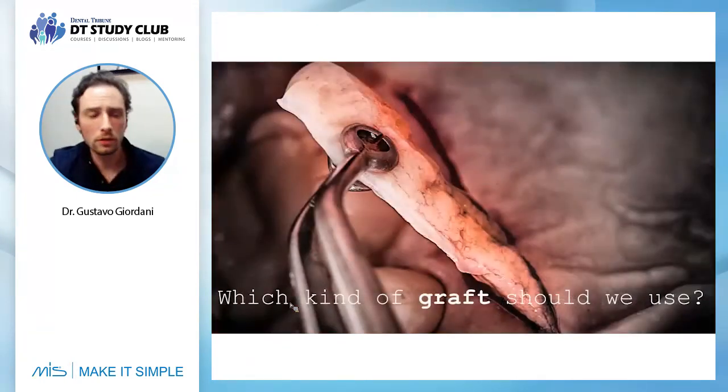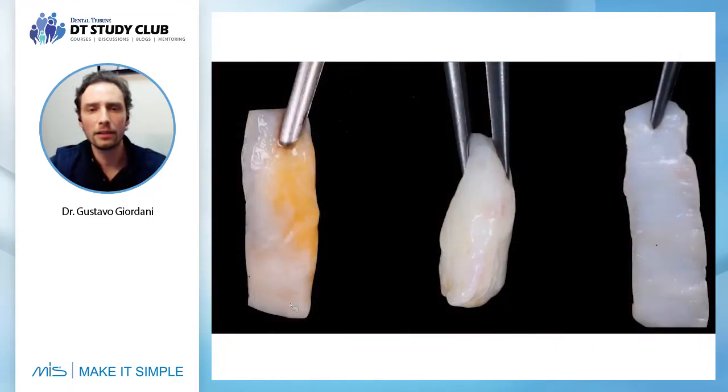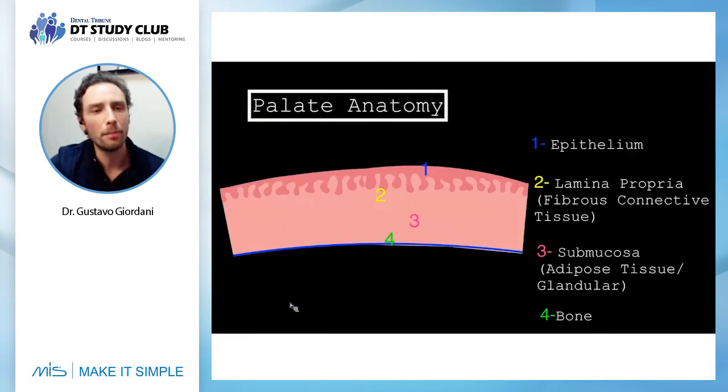So when you talk about soft tissue, we need to understand the palatal area. Which kind of graft or technique should I use? Because when you go to the palate, you're gonna see that we can have different kinds of soft tissue in different techniques described in the literature, and the behavior of this soft tissue will be different. So let's understand a little bit about the palatal anatomy, so we understand the best technique for the implants in the aesthetic zone. The superficial part is the epithelium.